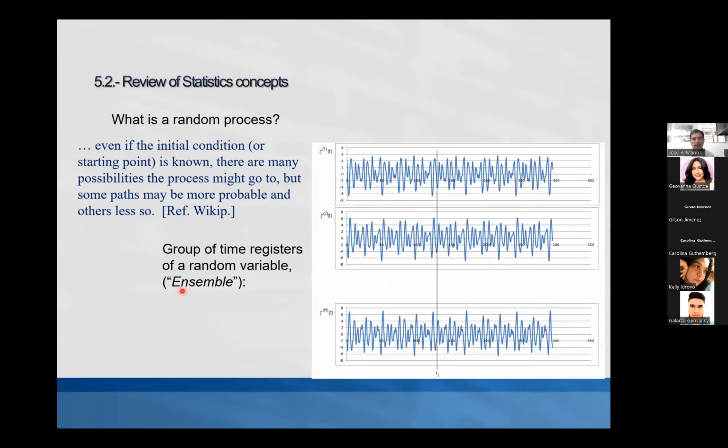This is something that we need to work with, what we call an ensemble. An ensemble is a group of time registers. So here, in each one of these signals, this is time, this is time, this is time. But we have several measurements of the same parameter. And as we say here, everything that we can control is the same. But still, you see that there are some differences. That's what we call an ensemble. It's like a group of time registers. Now, let's see what we can do with this information.